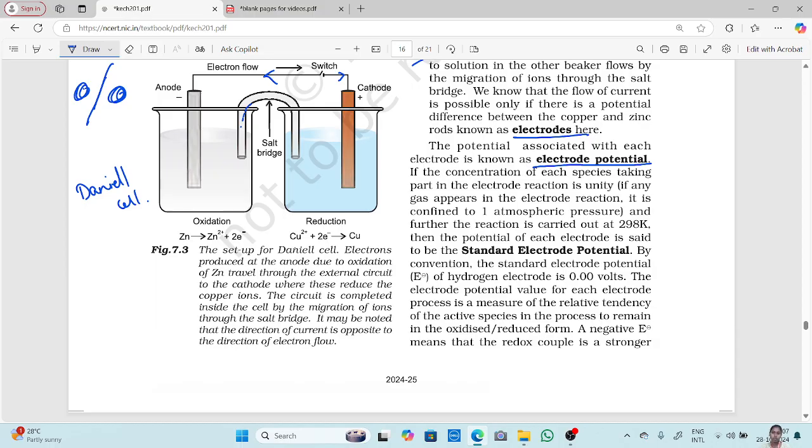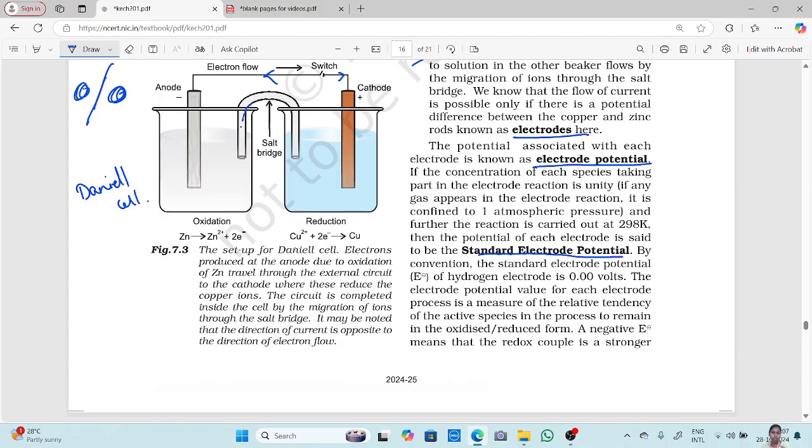If the concentration of each species taking part in the electrode reaction is unity, if any gas appears in the electrode reaction it is confined to 1 atmosphere pressure, and further the reaction is carried out at 298 Kelvin, then the potential of each electrode is said to be the standard electrode potential. Now what is standard electrode potential?